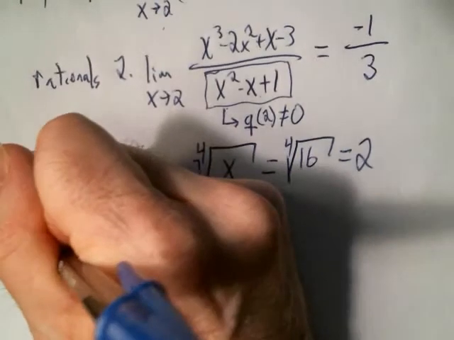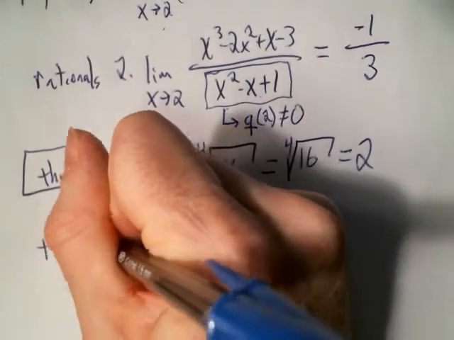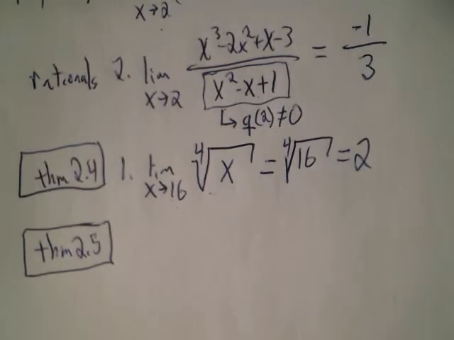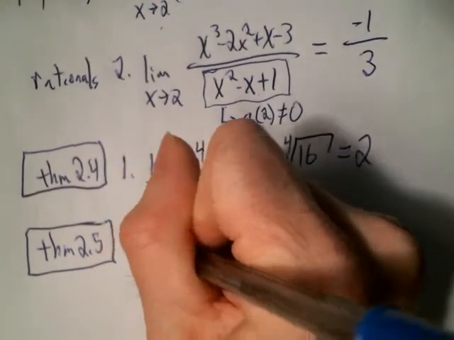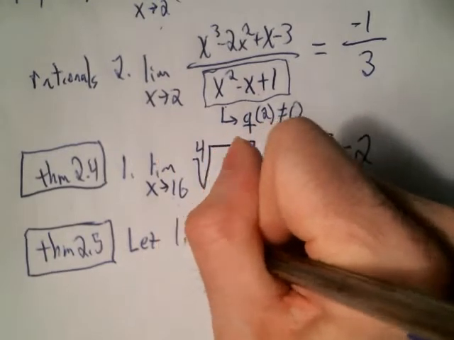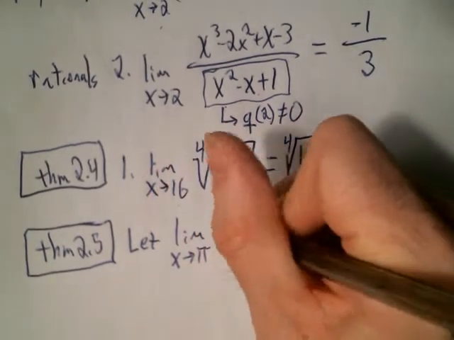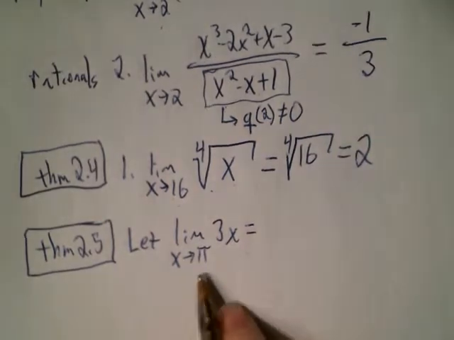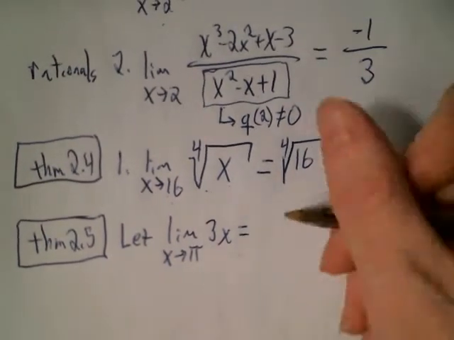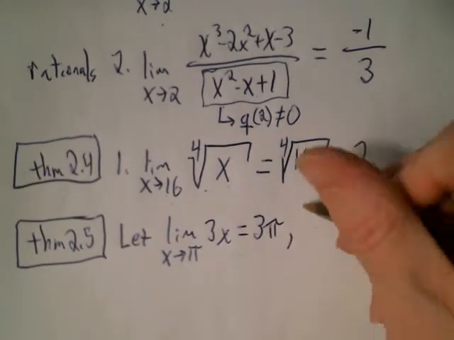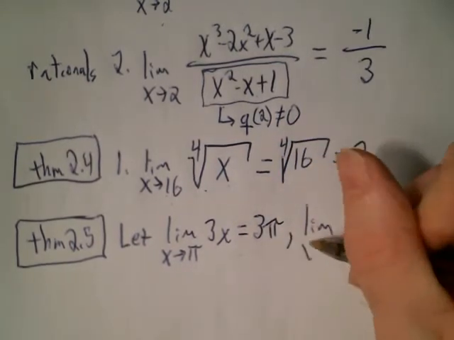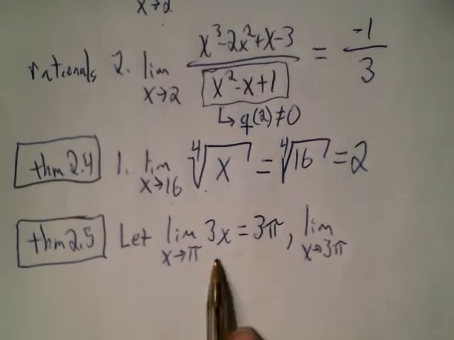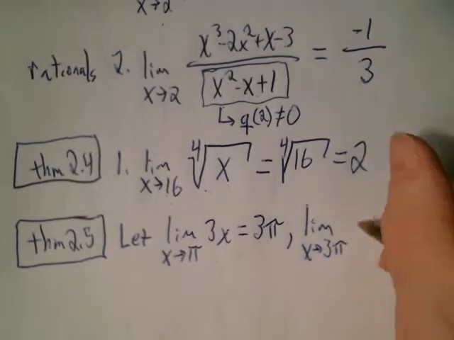Okay, so we get theorem 2.5. This is on composing functions. And it says so long as the outer function is defined at the place where the inner function is going to, you have a limit. You can just do a straight substitution again. So first, let's consider the limit as x goes to pi of 3x. Of course, via substitution, we can just say that's 3 times pi. And then the limit as x goes to 3 pi, which is where this is going.